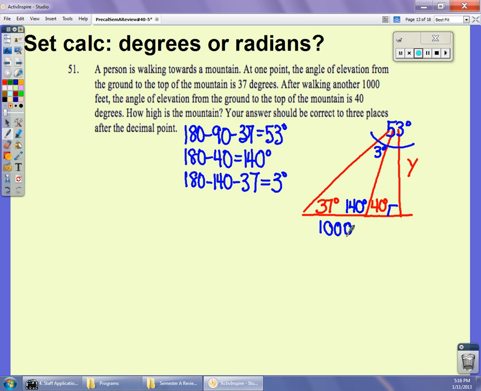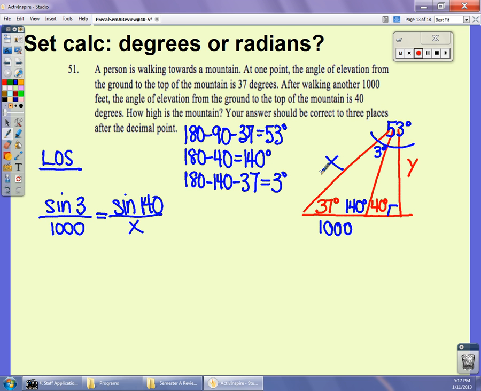What this does is it allows us to use the law of sines. Because we have two angles and one of the sides opposite that angle, we can set up our proportion. So we're going to have sine of 3 degrees over 1,000 feet is equal to sine of 140 degrees over side x. And side x is the hypotenuse of the big triangle.